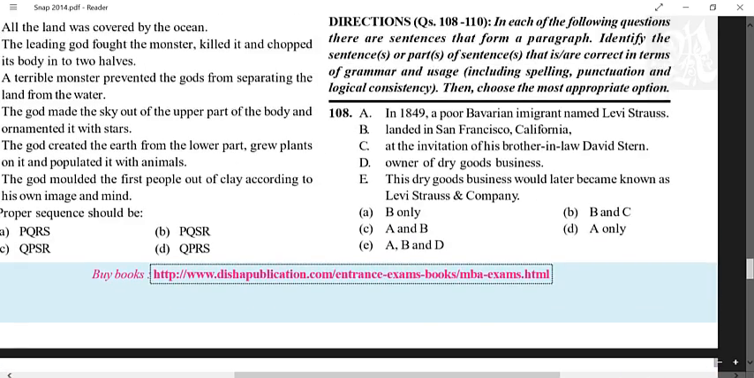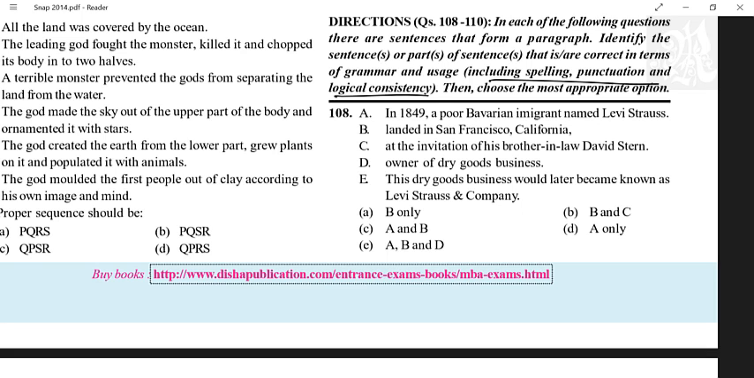And then again you have spelling mistakes, punctuation, logical consistency. So you have to find out. It's kind of sentence correction, but put the other way around. In the sense, you'll have to find out which ones are the correct sentences. You'll have to take care of spelling mistakes and punctuation mistakes. I'll just solve the first one.